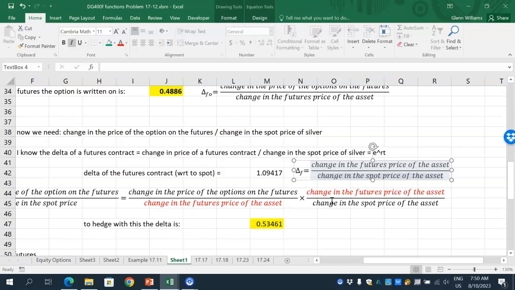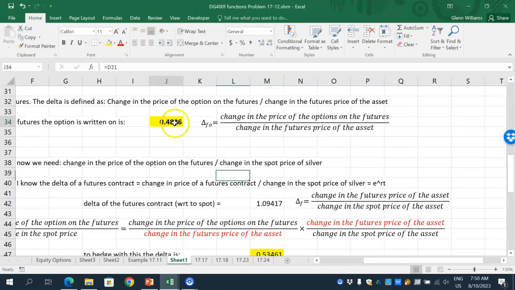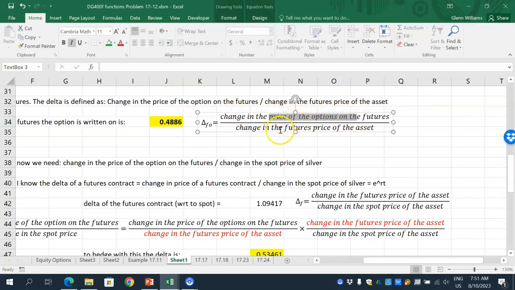So we know that the delta on the futures contract, not the delta of the option on the futures contract, just the plain old delta of the futures contract, is e to the RT, and that's relative to the change in the spot price. I've done the calculation there to get e to the RT, and now I'm saying, well, I know from using my DerivaGem formulas, and you can calculate this the long way if you wanted to, I'm given delta that gives me the change in the option on the future relative to the futures price. I also know the change in the futures price relative to the spot price.